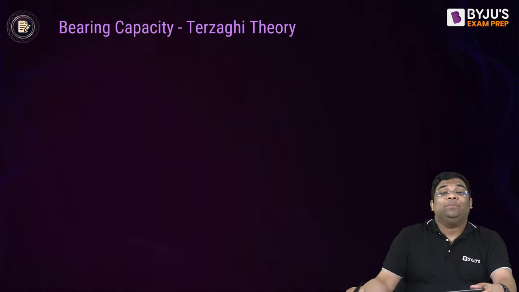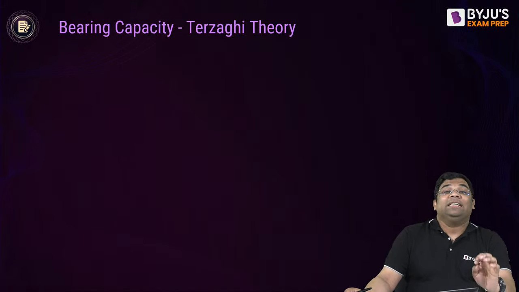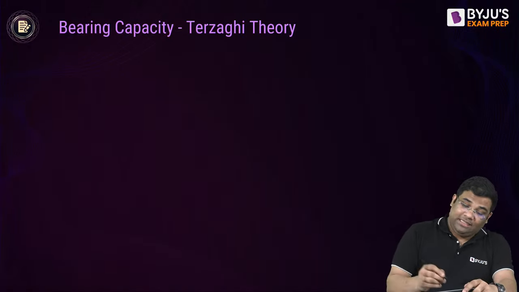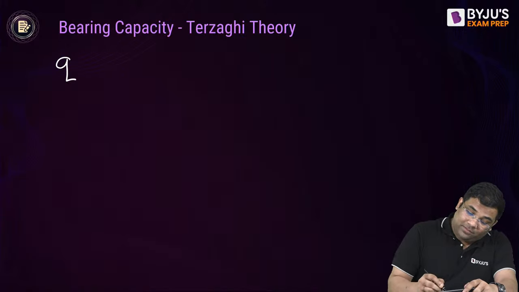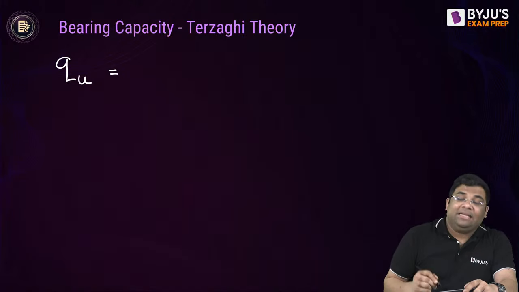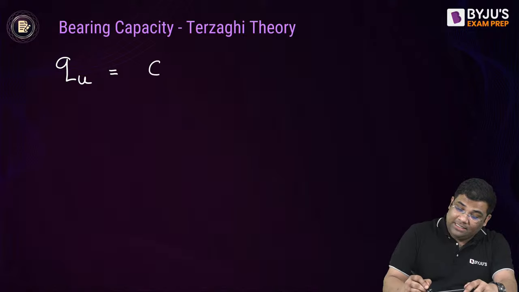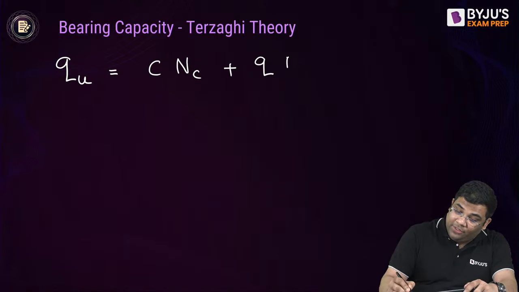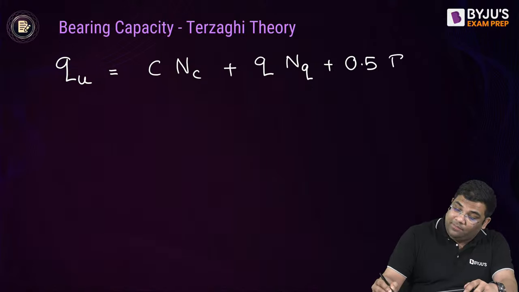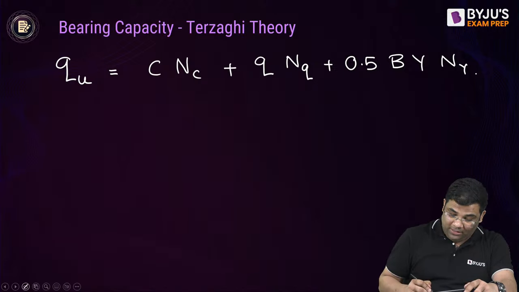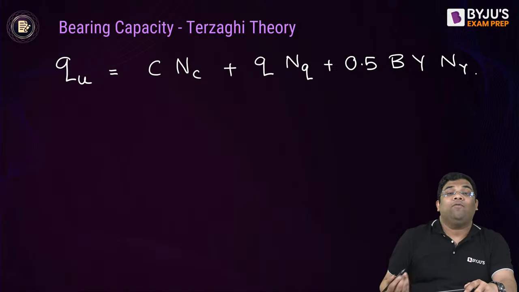The next thing we'll see is bearing capacity as per Terzaghi theory. Terzaghi theory gave the ultimate bearing capacity of soil as cNc plus qNq plus 0.5 B gamma N gamma. Yes, this is the equation for finding the bearing capacity of soil.